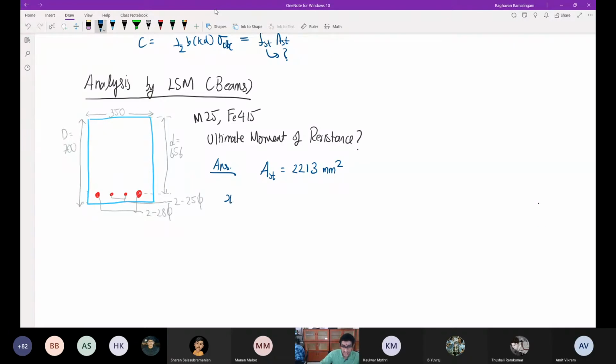So AST is known. The next thing that we need to know is the maximum limiting depth of the neutral axis, or XU max. This is given by a formula, 0.48D if it is Fe415 steel. Depending on the grade of steel, this will change. Just like in the working stress method, where Kb depends on sigma St, here also the neutral axis depth will depend on the grade of steel, and it's given by a constant, 0.48D. So how much does this come?